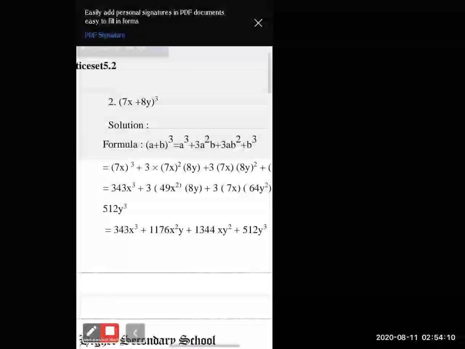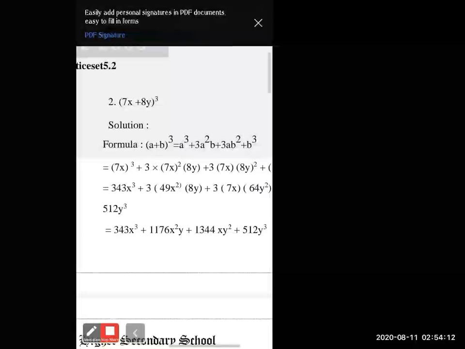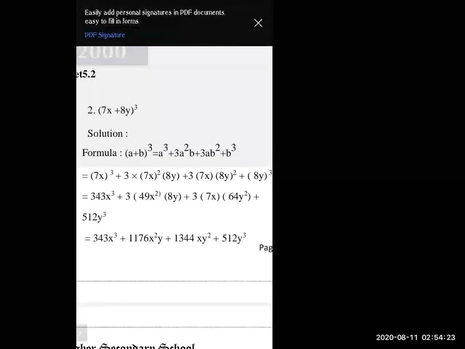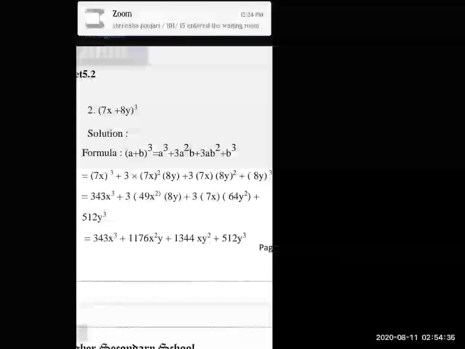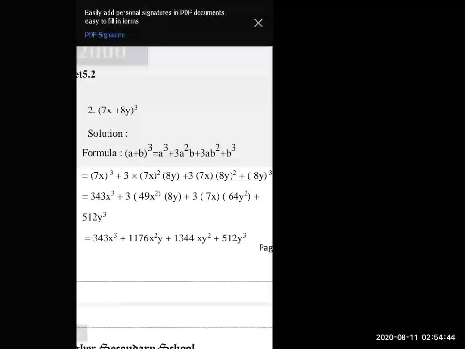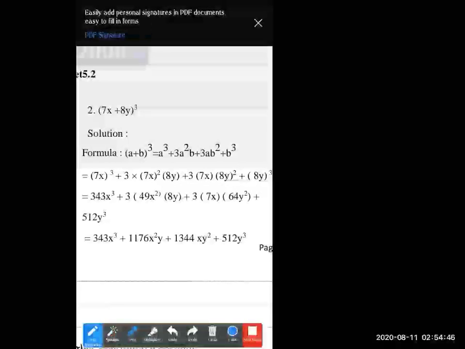Okay. See our next question, that is 7x plus 8y the whole cube. Same, before starting the sum, we have to write the formula. That formula is a plus b the whole cube, equal to a cube plus 3a square b plus 3ab square plus b cube. Now this is the formula which doesn't change. So we will write first the formula. Now we will assume 7x as a and 8y as b. That is a plus b the whole cube. Now we will start that thing.